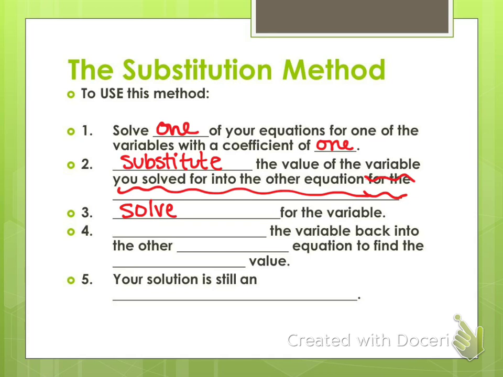Step 4 is again to substitute the variable back into the other equation. I don't think you need a blank there. To find the other value. Your solution is still an ordered pair.